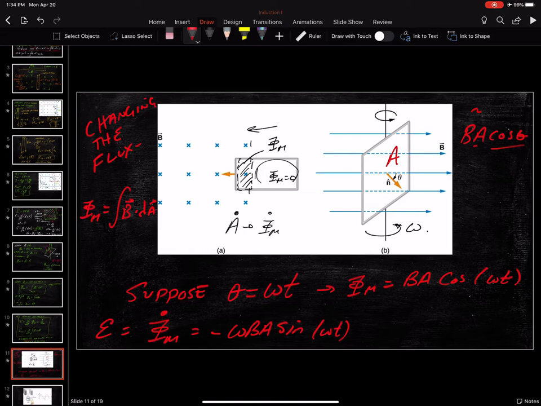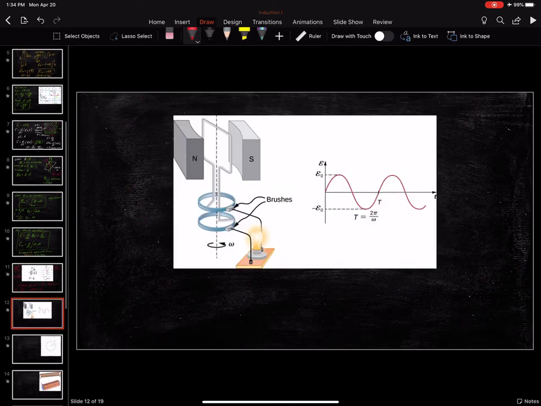And so you'd have a situation in which the electric voltage is sloshing back and forth. It's alternating. Guess what you just made? You made a generator. You made a generator in this case.